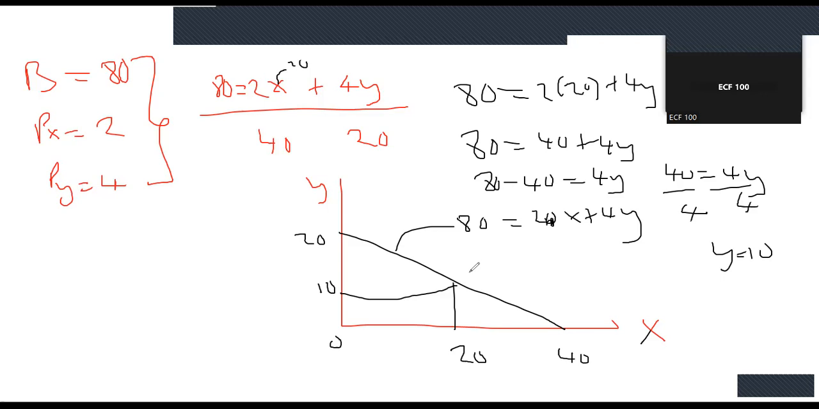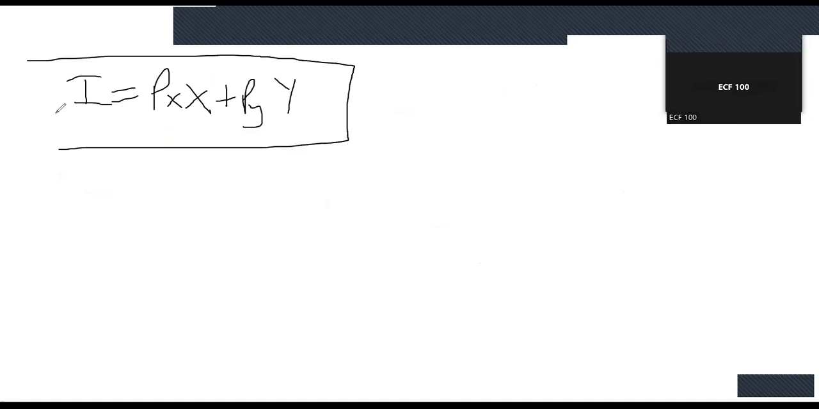Any questions? Yes, I've got a question. Kindly explain again on the budget line. The budget line is given by income is equal to the price of good X times X plus price of good Y times Y. This is what we call a budget line.